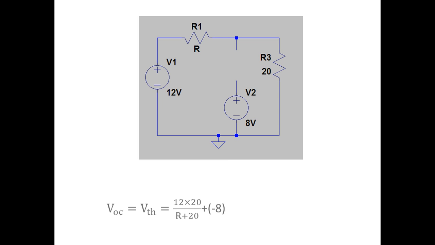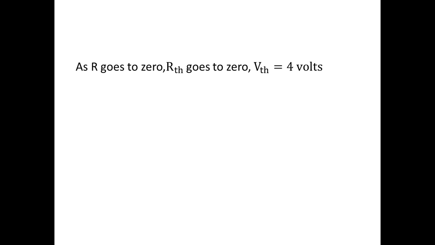So VOC is equal to VTH, which is equal to 12 into 20 divided by R plus 20 plus minus 8. As R goes to 0, RTH also goes to 0, and VTH is equal to 4 volts. So P is equal to VI, which is equal to 4 square by 10, which is equal to 1.6 watts, which is the maximum power.